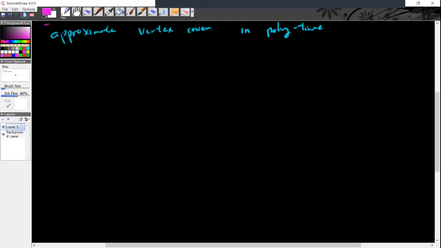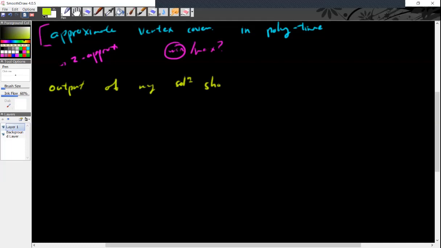So for today, let's try to approximate vertex cover using polytime. What I'm going to want is a 2 approx. When I say a 2 approx, the first thing you need to ask yourself is whether this is a minimization problem or a maximization problem. In the case of vertex cover, it's a minimization problem. So what a 2 approx would mean is that this directly translates to saying the output of my solution should be at most two times the optimal solution.